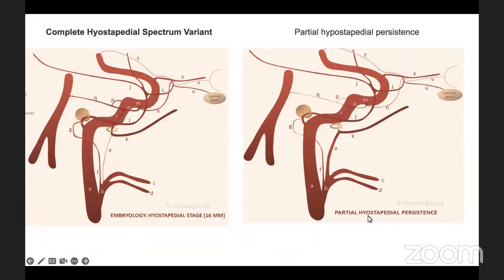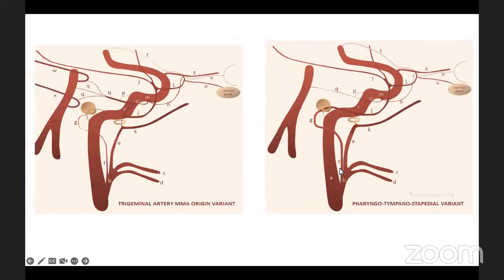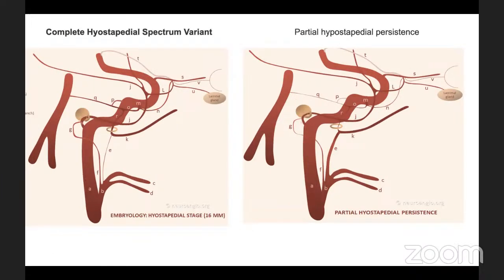And then there is something called partial hyostapedial persistence, in which the proximal ECA is also formed, which supplies the internal maxillary. However, the MMA doesn't come from the internal maxillary, but it comes through the hyostapedial segment. So in this case, we can see that the foramen spinosum is not well formed. The partial persistence variant is more common as compared to the complete variant, which is very, very rare.